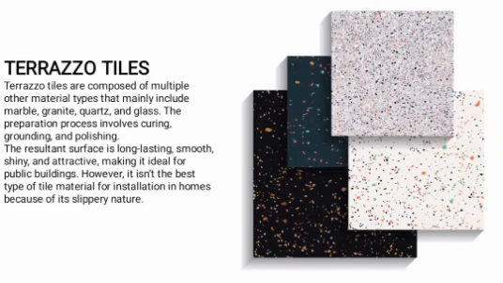Okay, the next one is Terrazzo Tile. Terrazzo tiles are composed of multiple other material types that mainly include marble, granite, quartz, and glass. The preparation process involves curing, grinding, and polishing. The resultant surface is long-lasting, smooth, shiny, and attractive, making it ideal for public buildings. However, it isn't the best type of tile material for installation in homes because of its slippery nature.